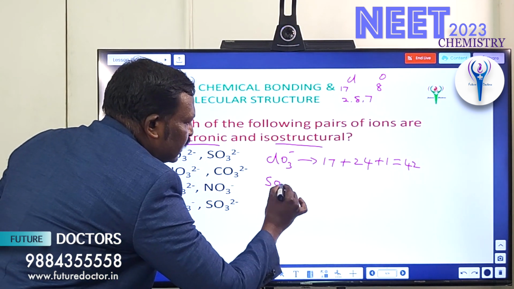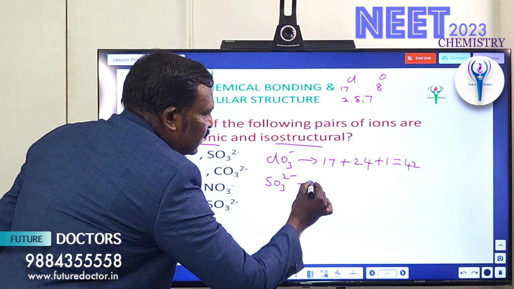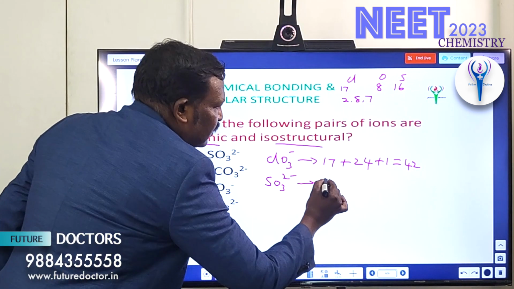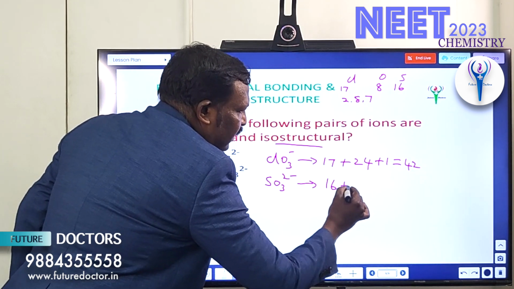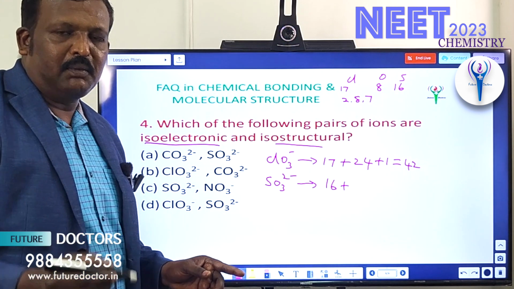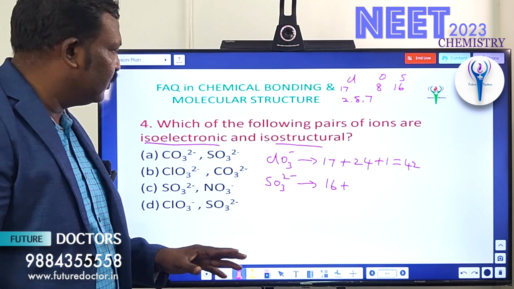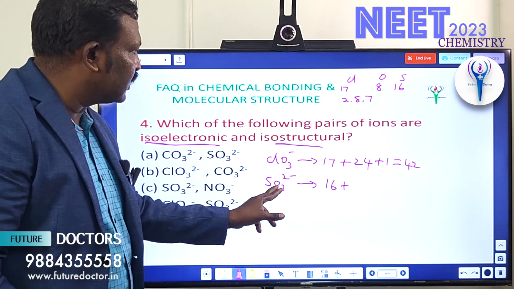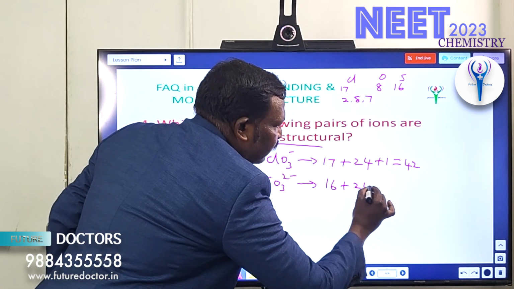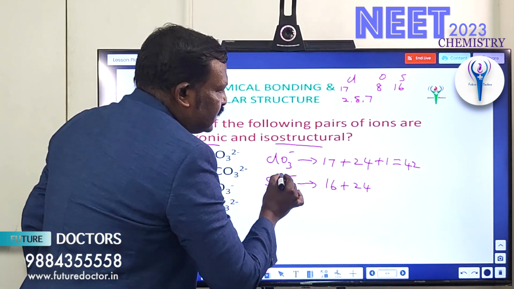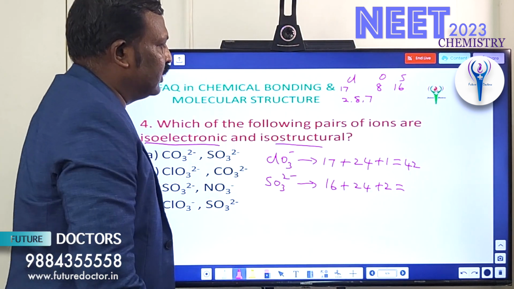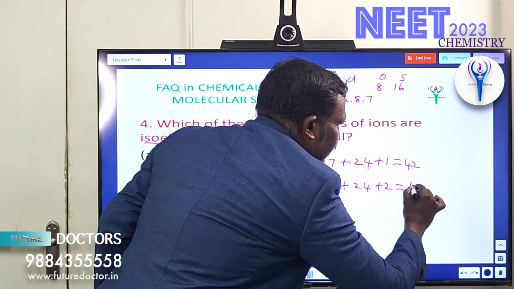Here I take this one, SO3 2 minus. Sulfur, I told you, is 16. You take the atomic number, which is equal to the number of electrons. So sulfur is 16. One oxygen, I told you, is 8. So 3 into 8, 24. Minus 2 means plus 2. If you add all this, we get what? Here also 42.